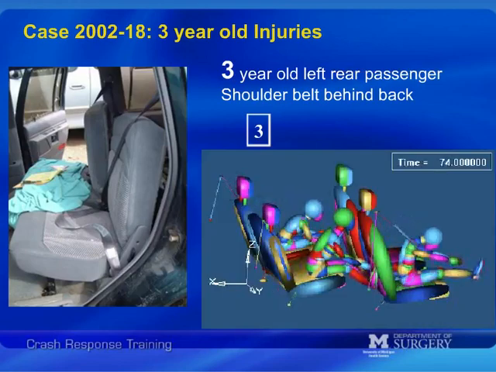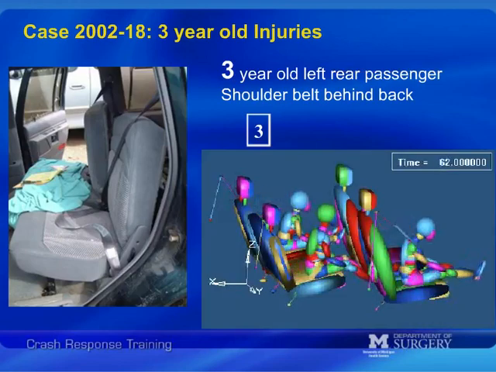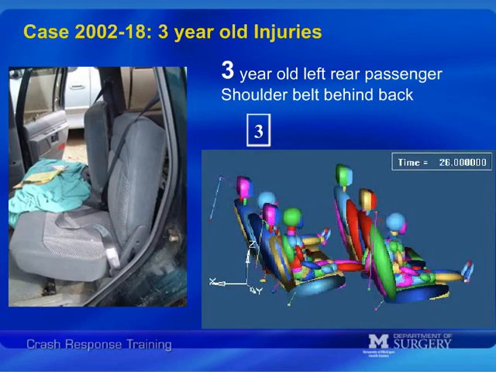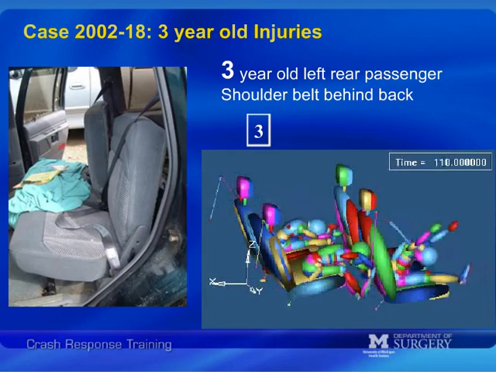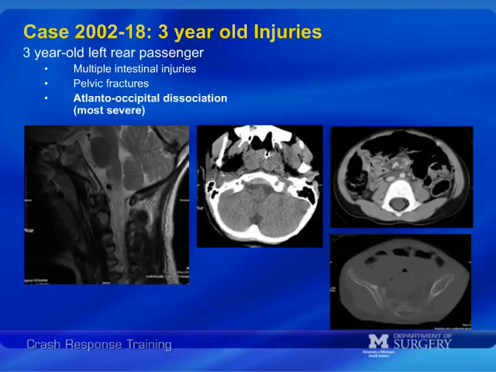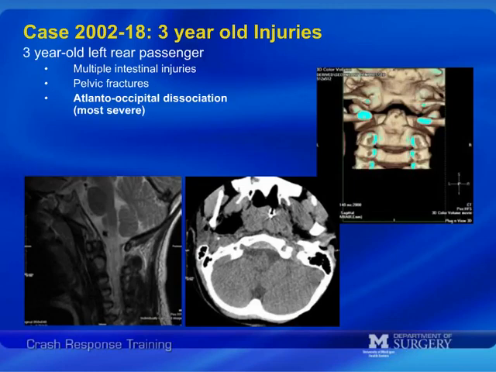So guess what happened to the 3-year-old left rear passenger? And this child, as you can see here from the belt configuration, was also seated with the lap belt on only and with the shoulder belt behind the back. This child ended up with multiple intestinal injuries and pelvic fractures from the lap belt. In addition, and you can see here this x-ray from this youngest child that looks very similar to the older siblings. Again, there's some bleeding here right near the brainstem and the spinal cord. And what this child had was a most severe atlanto-occipital dissociation. Again, not fatal, but more severe than her older siblings.